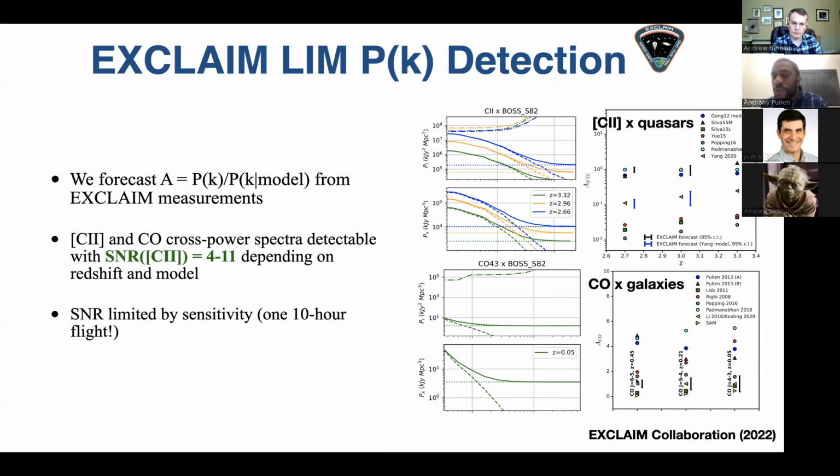As you can see from these plots, in the C2 map, each of these dots represents different models as calculated at different redshifts, while the CO plot shows different models for different line transitions of CO, that we'll be able to measure. And this is with signal to noise between 4 and 11, depending on the true model of emission.